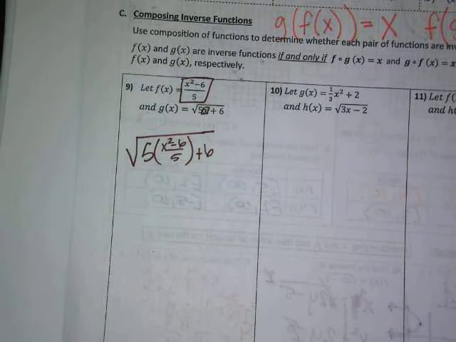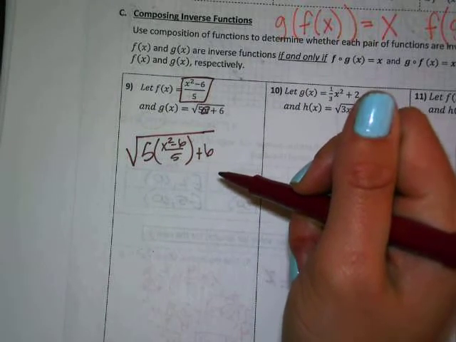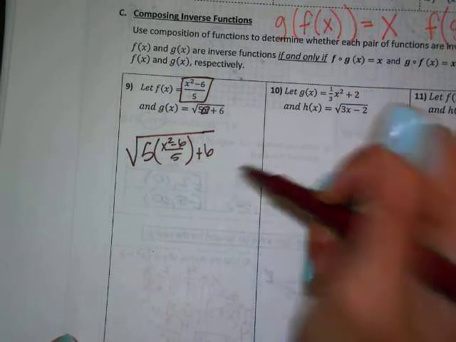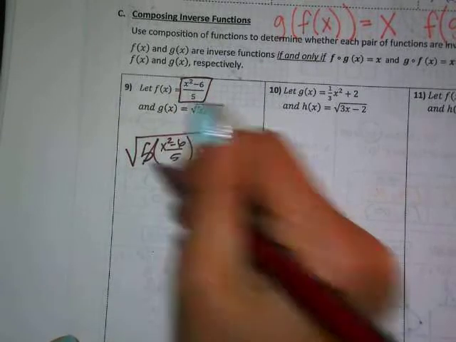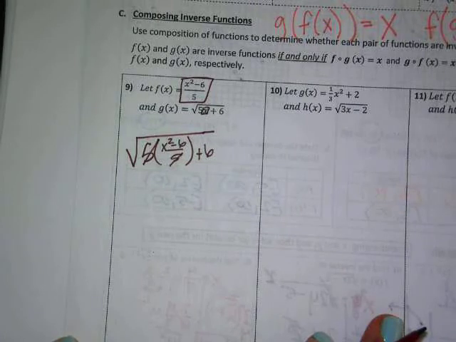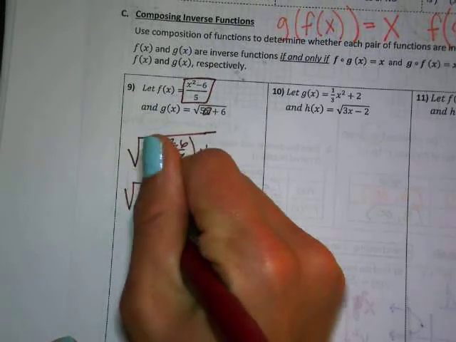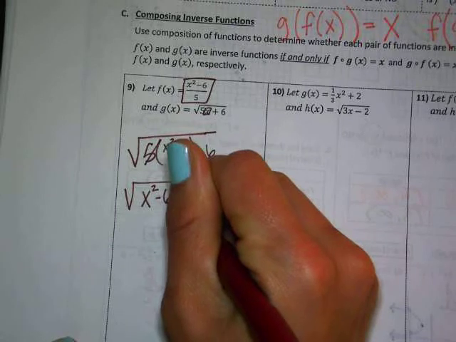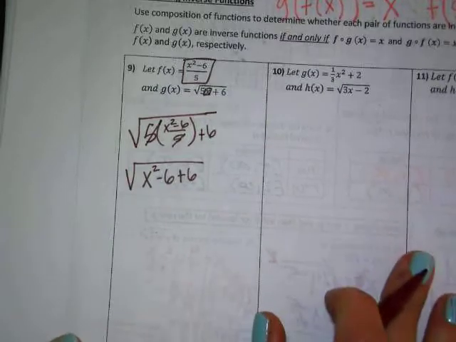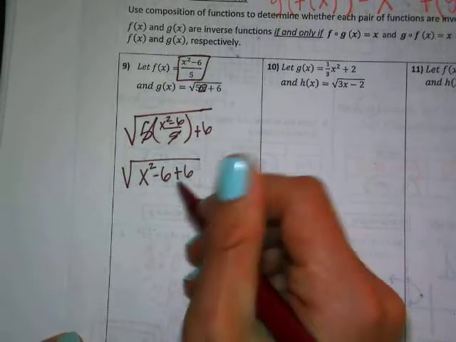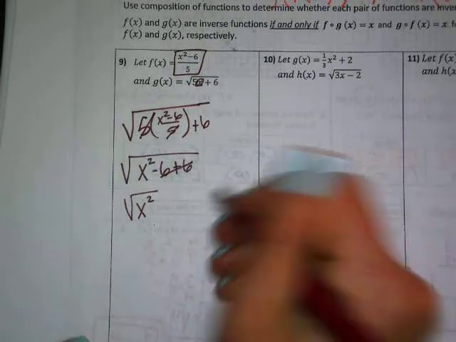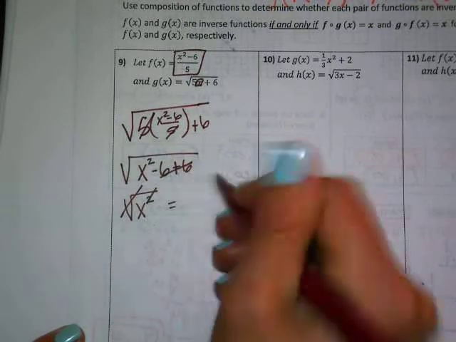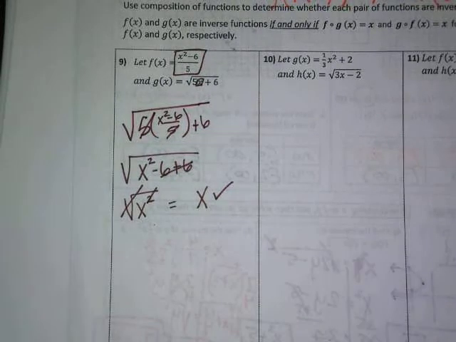And now you're just going to see if everything cancels. What is the first thing that cancels here? Not the 6s, because this 6 is being divided by 5 right now. The 5s. This 5 on top and this 5 on bottom will cancel. And so now you get x squared minus 6 plus 6. Now the 6s cancel. So you get the square root of x squared. Now the square and square cancel, so you're just left with x. So yay, that one works.